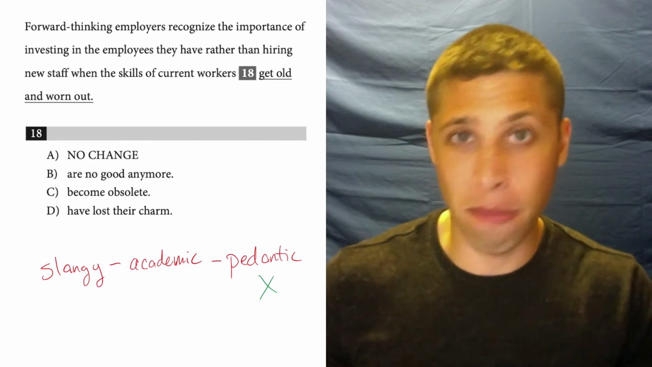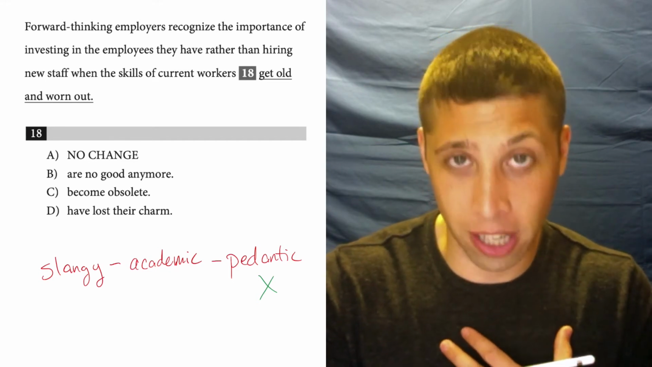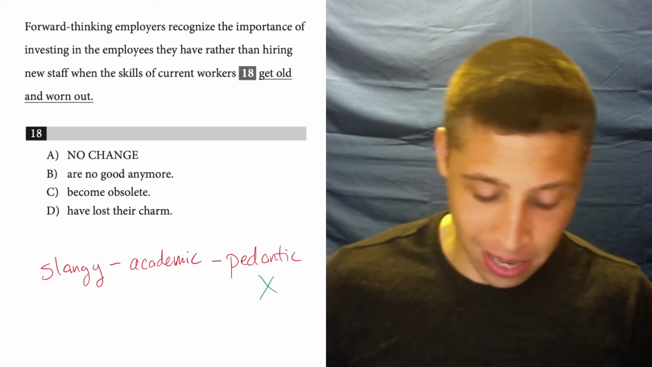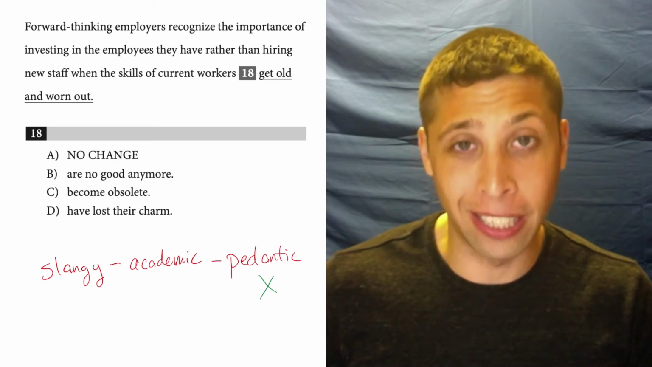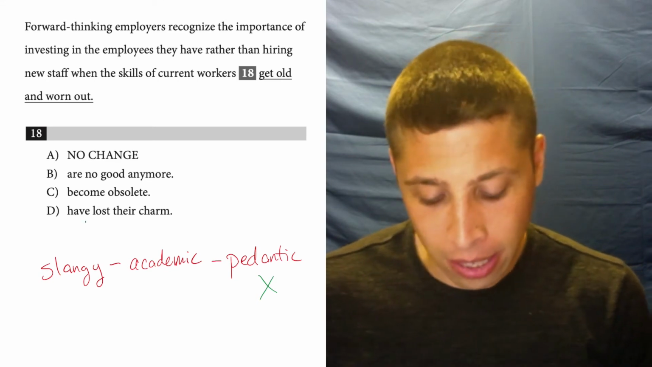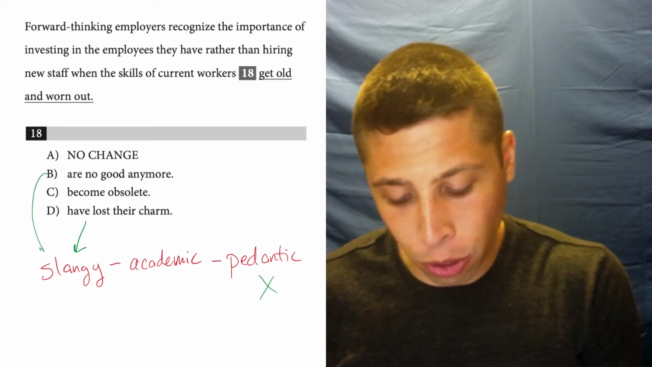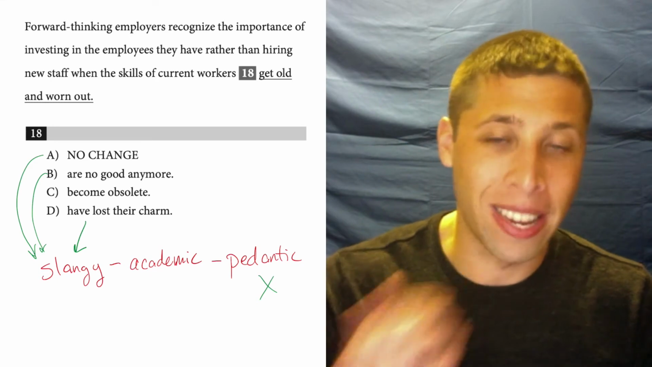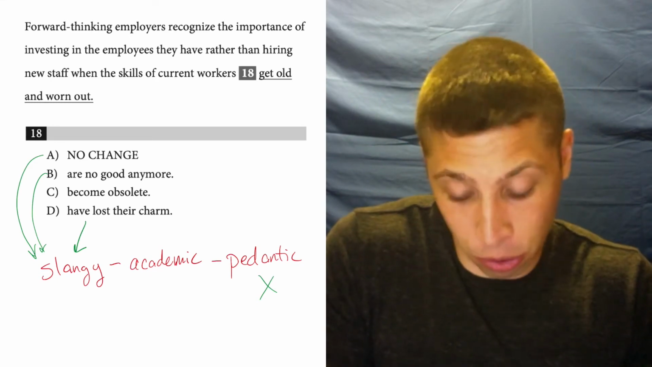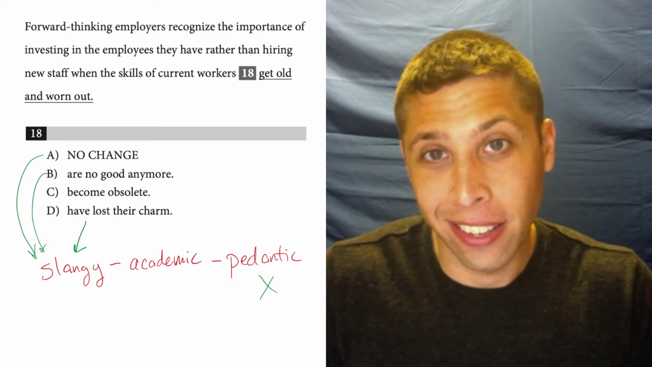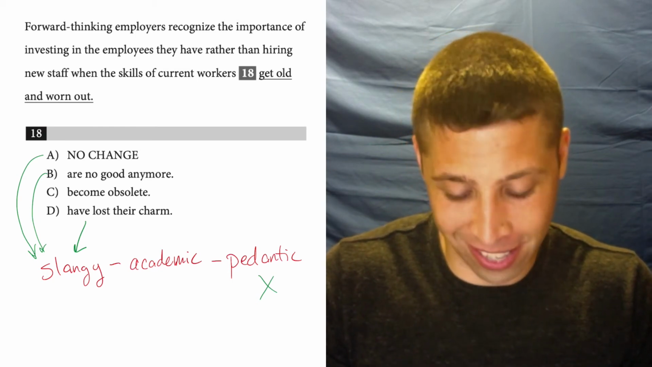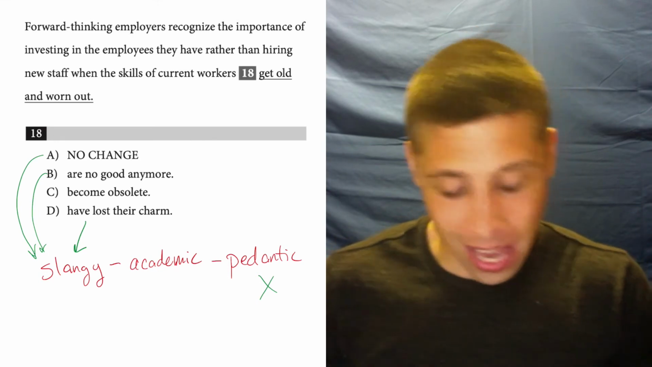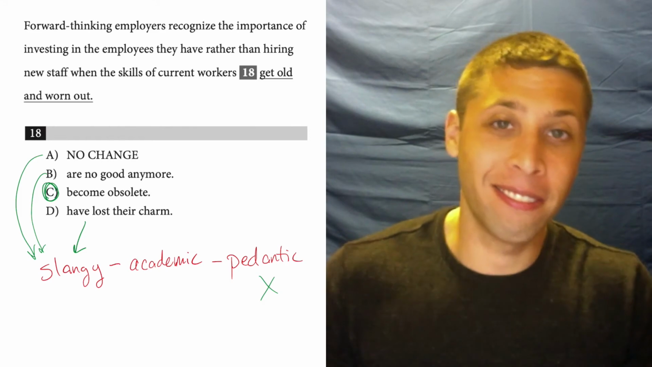All of these should be familiar words to you, words that you might use yourself. They're all fine. They're not overly fancy. But we have some absolutely terrible choices that are too slangy, right? Losing their charm, are no good anymore, get old and worn out. These are things that you might say, and they fit the meaning of what we're trying to say, I guess. But it's kind of weird to just say your workers are no good anymore. It's not professional.